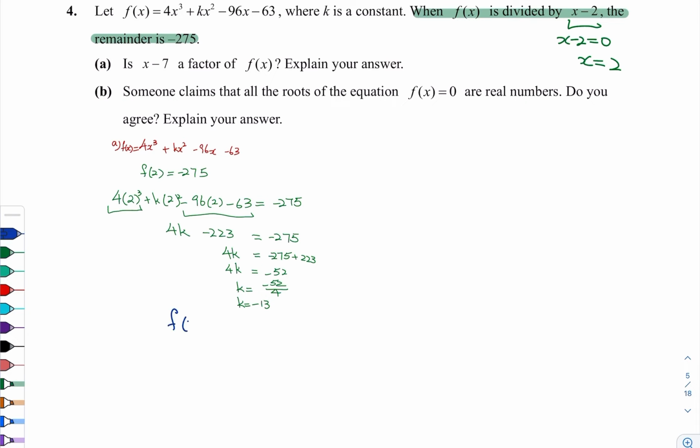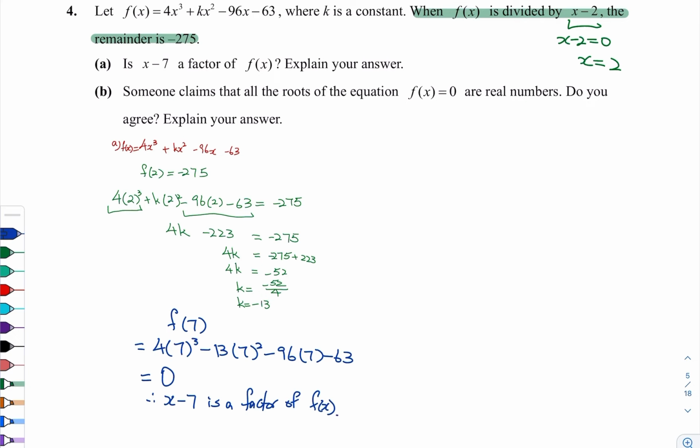So you will find f(7) and see what the answer is. And if you're lucky enough, then you will have that whole thing as a 0. If that whole thing is a 0, that means it is a factor. So let's just hurry. Just click the calculator. It is 0. And if that is 0, then x minus 7 is a factor of f(x). That is your part A.